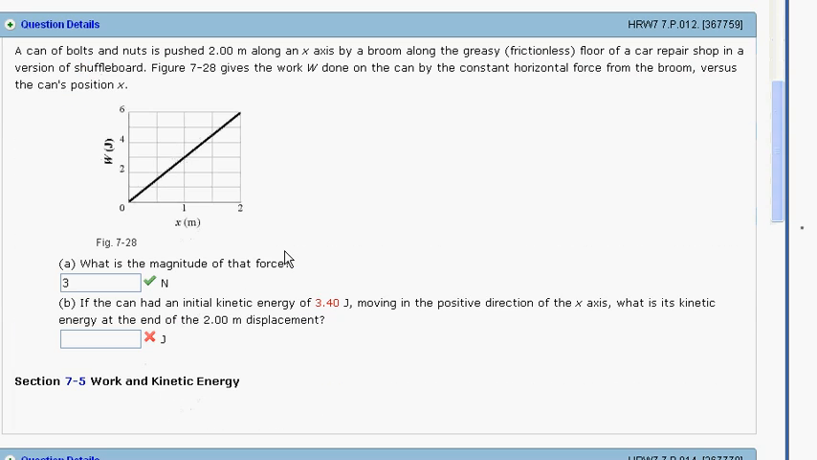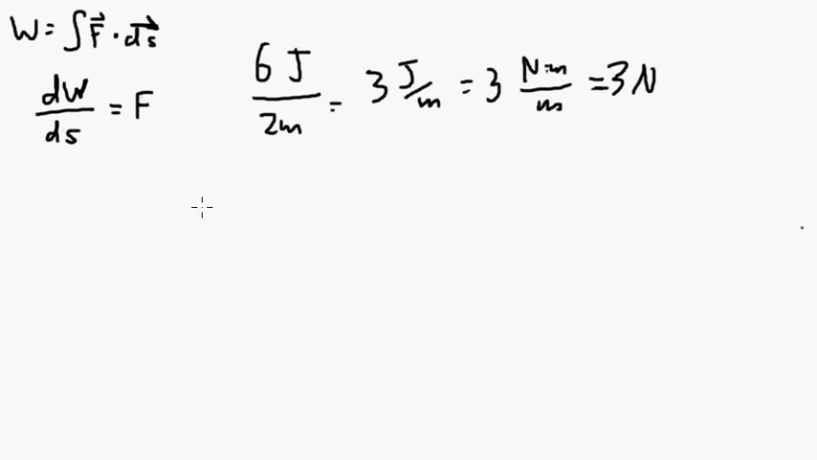Okay, great. And then if the can had an initial kinetic energy of 3.40 joules, moving in the positive direction of the x-axis, what is its kinetic energy at the end of the 2-meter displacement? Well, again, this is pretty easy. This is a one-body system, so change in kinetic energy is the work done. And the work done in that whole thing, remember at the end of the plot, was 6 joules.